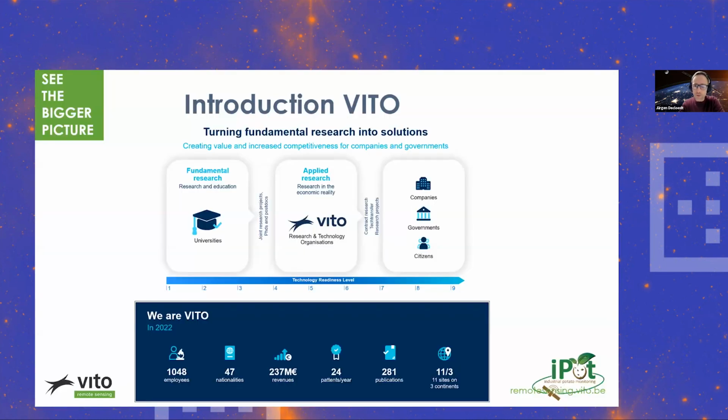So, a short introduction to VITO. VITO is a research institute in Belgium where we focus on technology at the crossroads of sustainability, and we're on the applied side of things. I myself work within the remote sensing unit of VITO and have a focus on everything that has to do with agriculture.